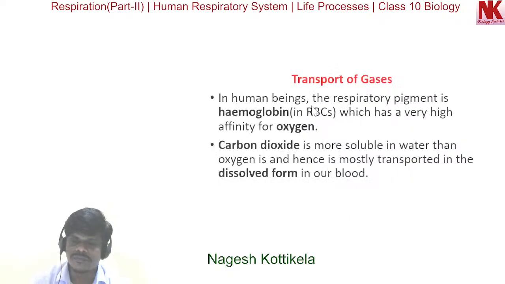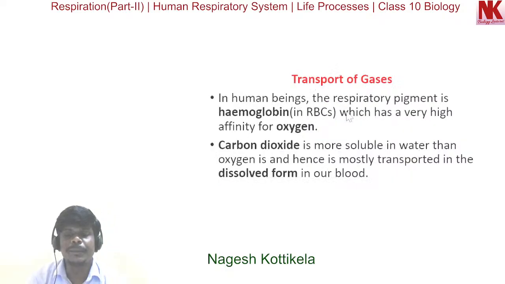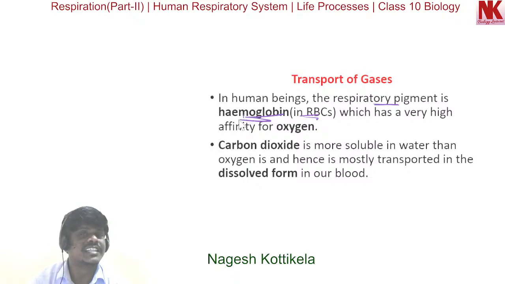Here in human beings, the respiratory pigment is hemoglobin. It is present in RBCs. It is a respiratory protein. It is a respiratory pigment which has very high affinity for oxygen. So this hemoglobin has very high affinity for oxygen.